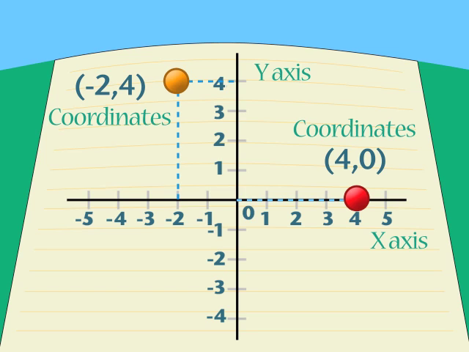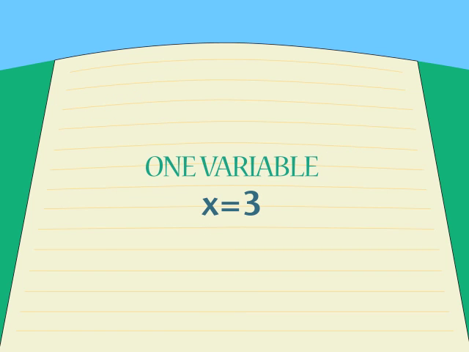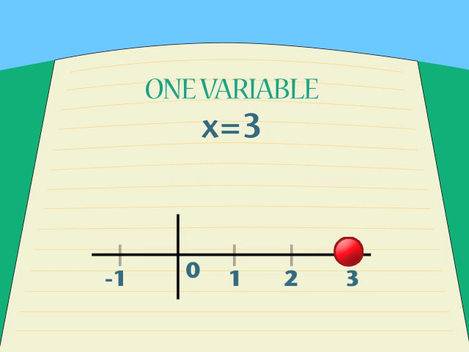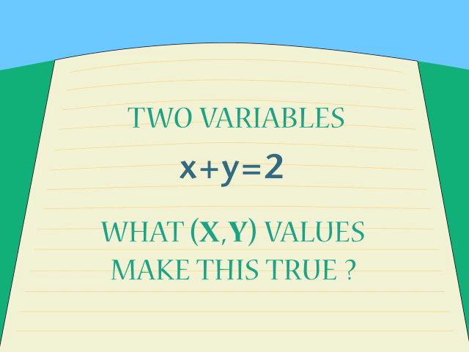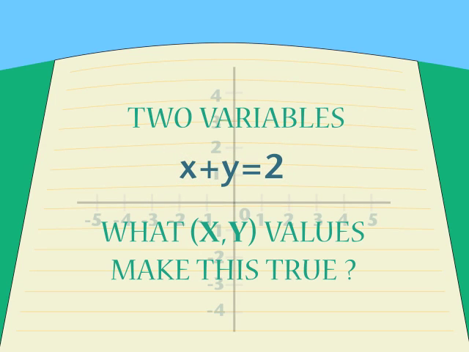Now let's see how we can use these ideas to draw pictures of equations. With only one variable, we could show the solution of an equation like this. It's just one point on a number line. But with 2 variables, we need a different way to show the solution. In this example, we want to show all the values for x and y that will make this a true statement. What happens if we use our coordinate plane to plot the pairs of values?